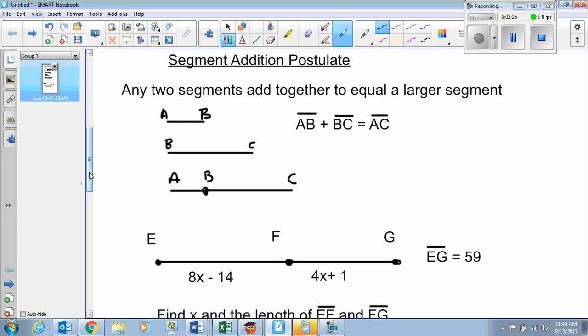The next thing that we'll talk about, which gets into algebra a little bit, is the segment addition postulate. Any two segments add together to equal a larger segment. We see two smaller segments here, one labeled AB, the other BC, and then a larger segment, AC. You could think about it as AB plus BC does equal AC. That's essentially what the segment addition postulate is saying: these two smaller segments will add together to equal the larger segment, AC, the whole thing. So that's important to remember.